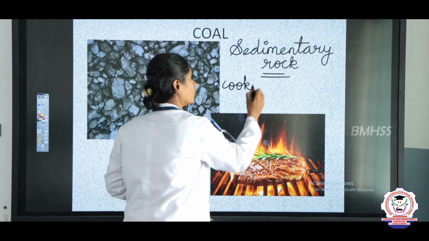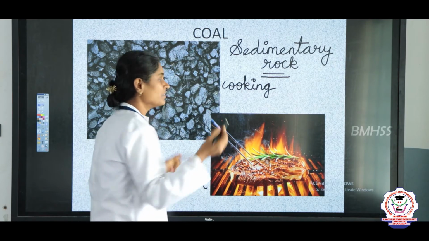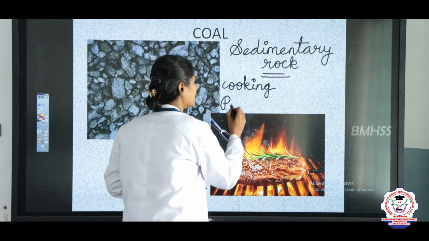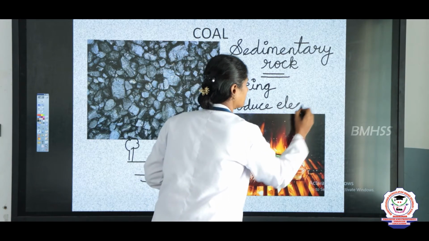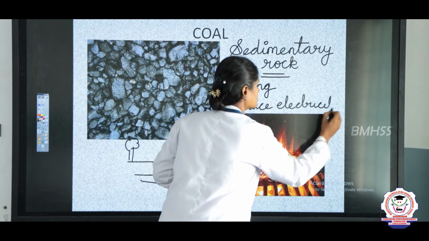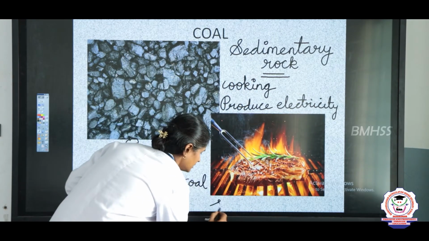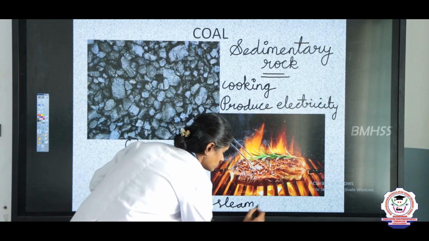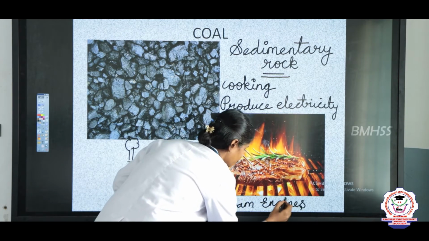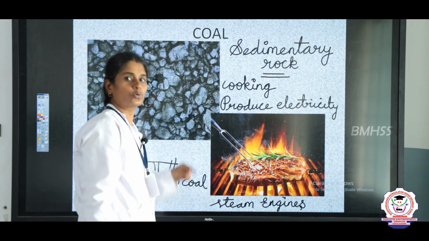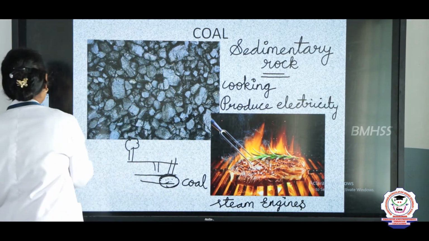So, uses of coal. Coal is used as a fuel in cooking and also used to produce electricity, and also it is used in steam engines. So now you have learned more about coal, right. Coal is a sedimentary rock, it is a non-metallic mineral. Now let us see about petroleum.